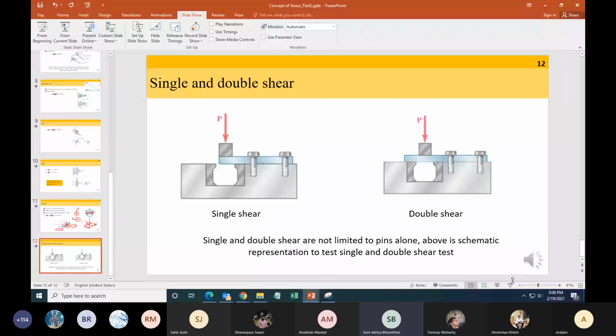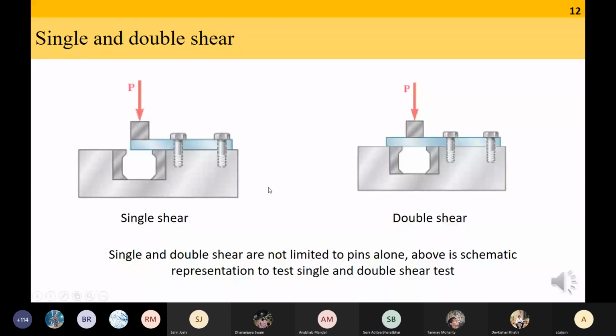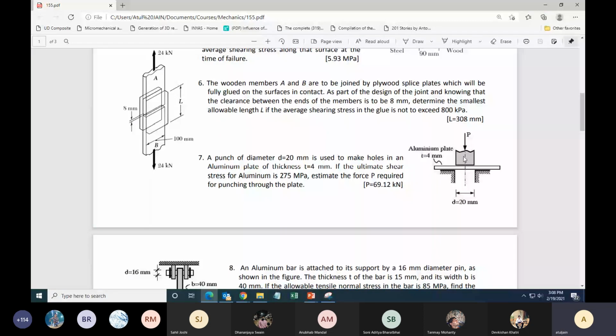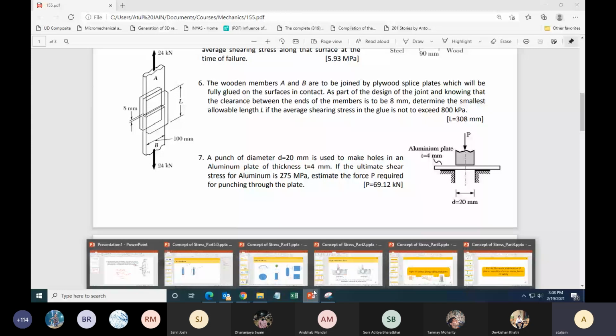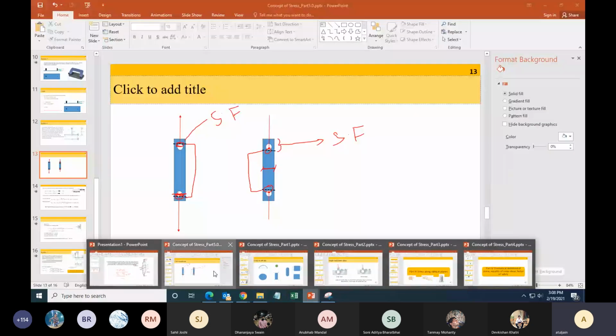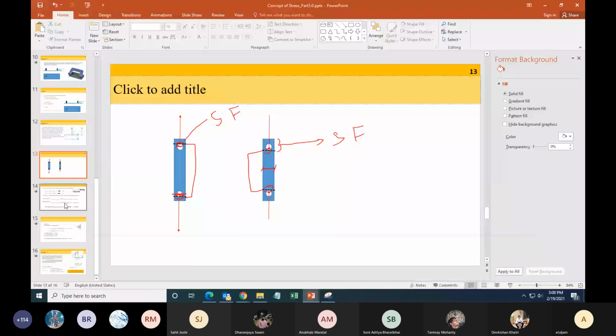This is not a punching machine. A single punch is there. Here it was my bad. It is not mentioned clearly, but the thickness of this punch is the same as the thickness of this plate. But in this problem, it is closer to this problem, but with only one punch and a hole.